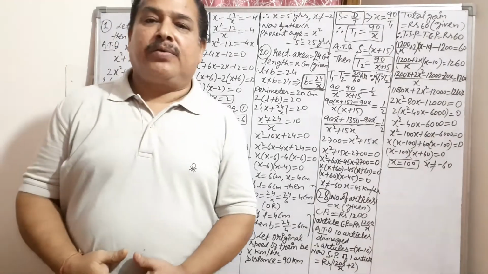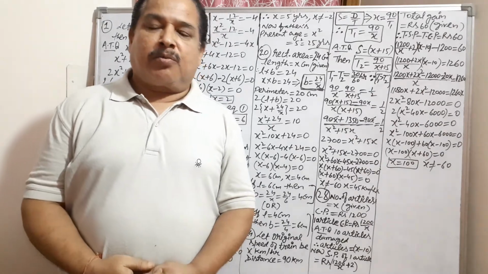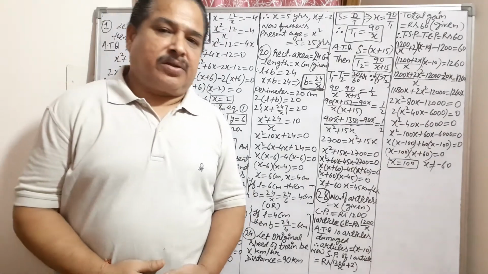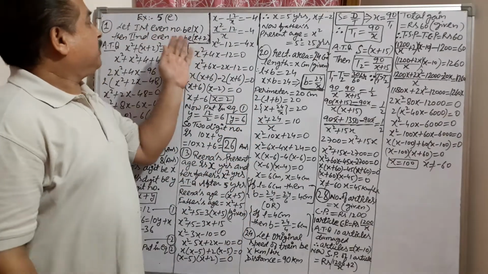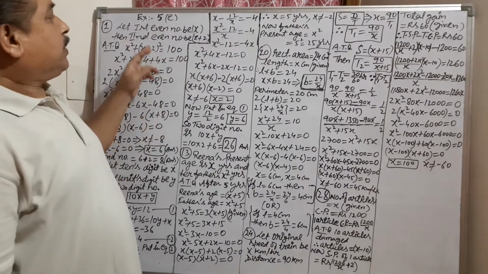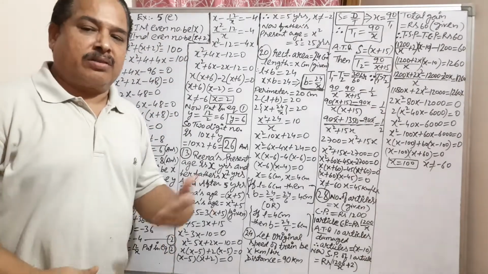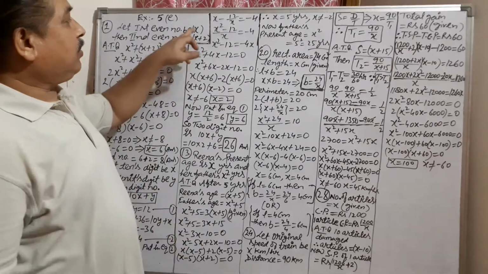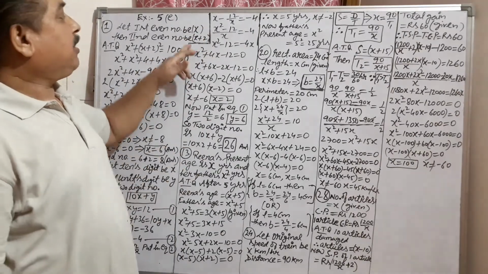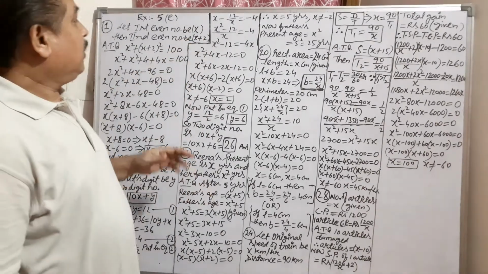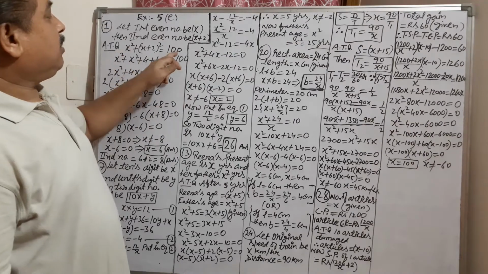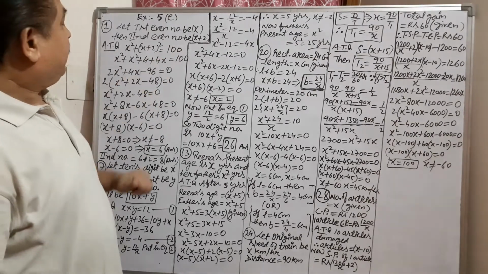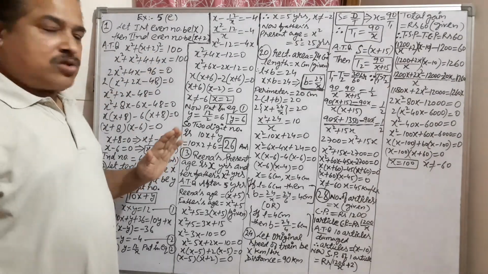Class 10. Today we are solving word problems from quadratic equations. Exercise number 5e, first question. There are two consecutive even numbers given. Let the first even number be x, then the second will be x plus 2. The sum of the squares of these two numbers is 100. It's already given in the question.